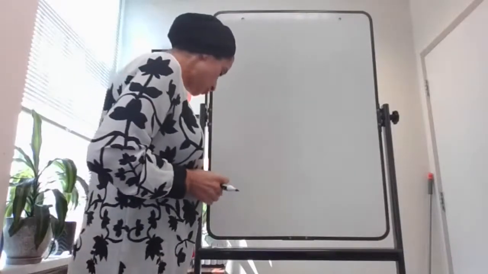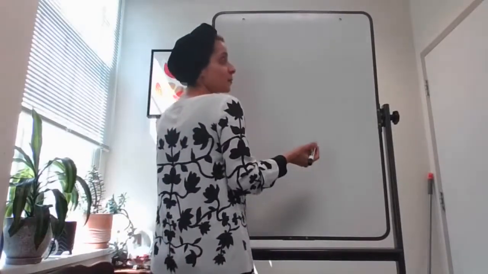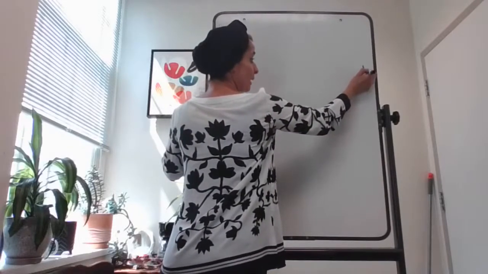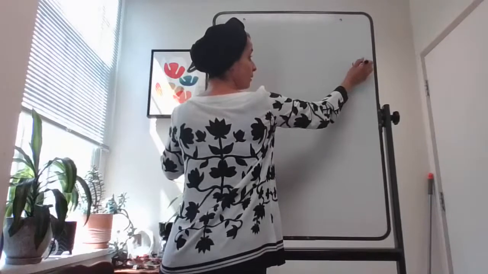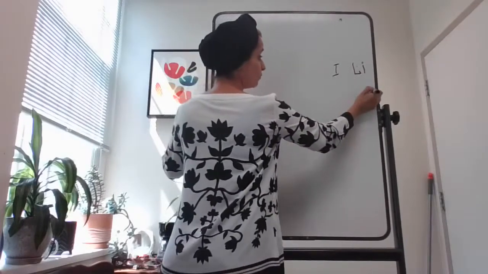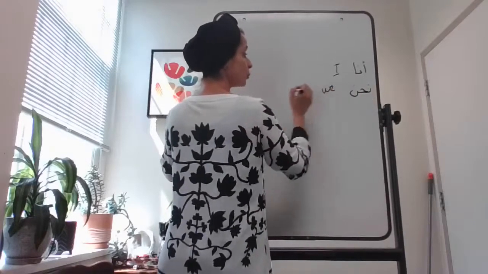So let's do the pronouns. First, we are going to start with the first person pronoun. With the first person pronoun, we have ana, which is the pronoun I, and we have nahnu, which is the first person pronoun for we.